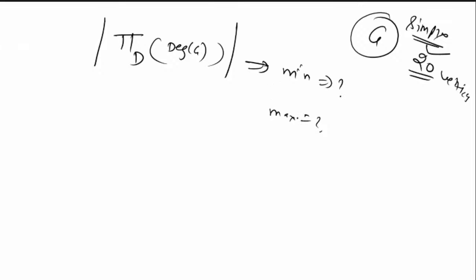Anyone want to answer? Anyone want to try? Take 1 minute. Try this. What is the minimum value possible? What is the maximum value possible? The only information that we have is that our graph is a simple graph with 20 vertices. This is the only information we have. So what is the minimum number of tuples possible? What is the maximum number of tuples possible in this query?